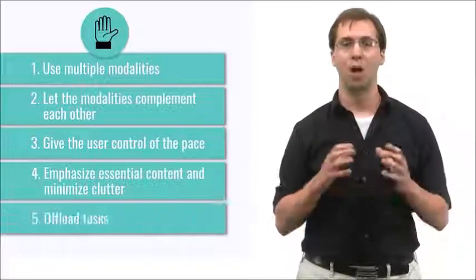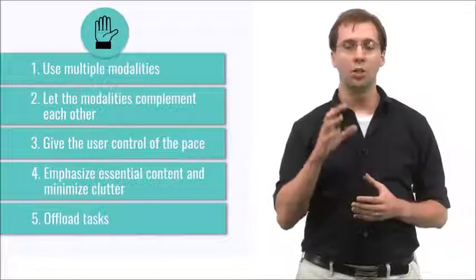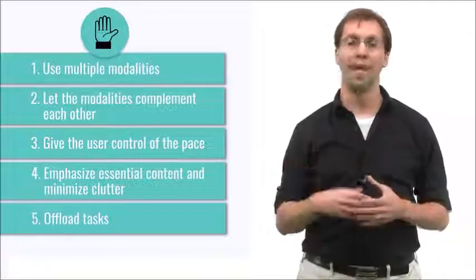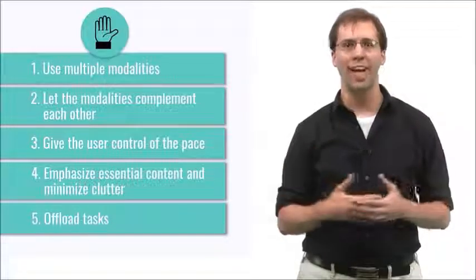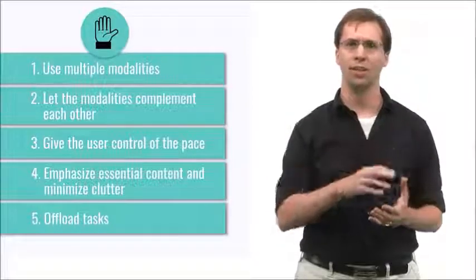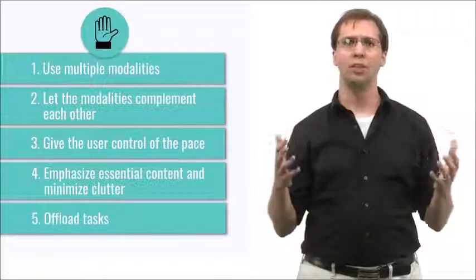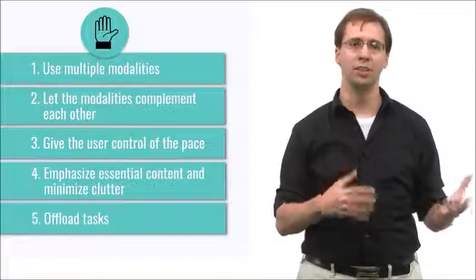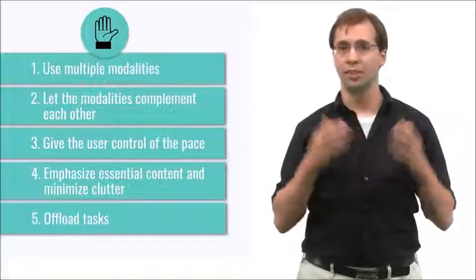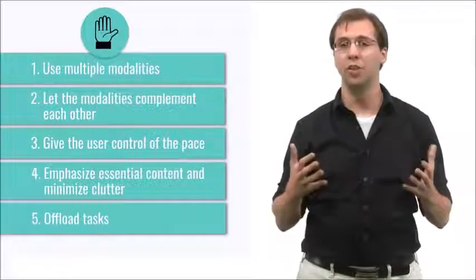Number 5, offload tasks. Look closely at what the user has to do or remember at every stage of the interface's operation and ask if you can offload part of that task onto the interface. For example, if a user needs to remember something that they entered on a previous screen, show them what they entered. If there's a task they need to do manually, see if you can trigger it automatically.